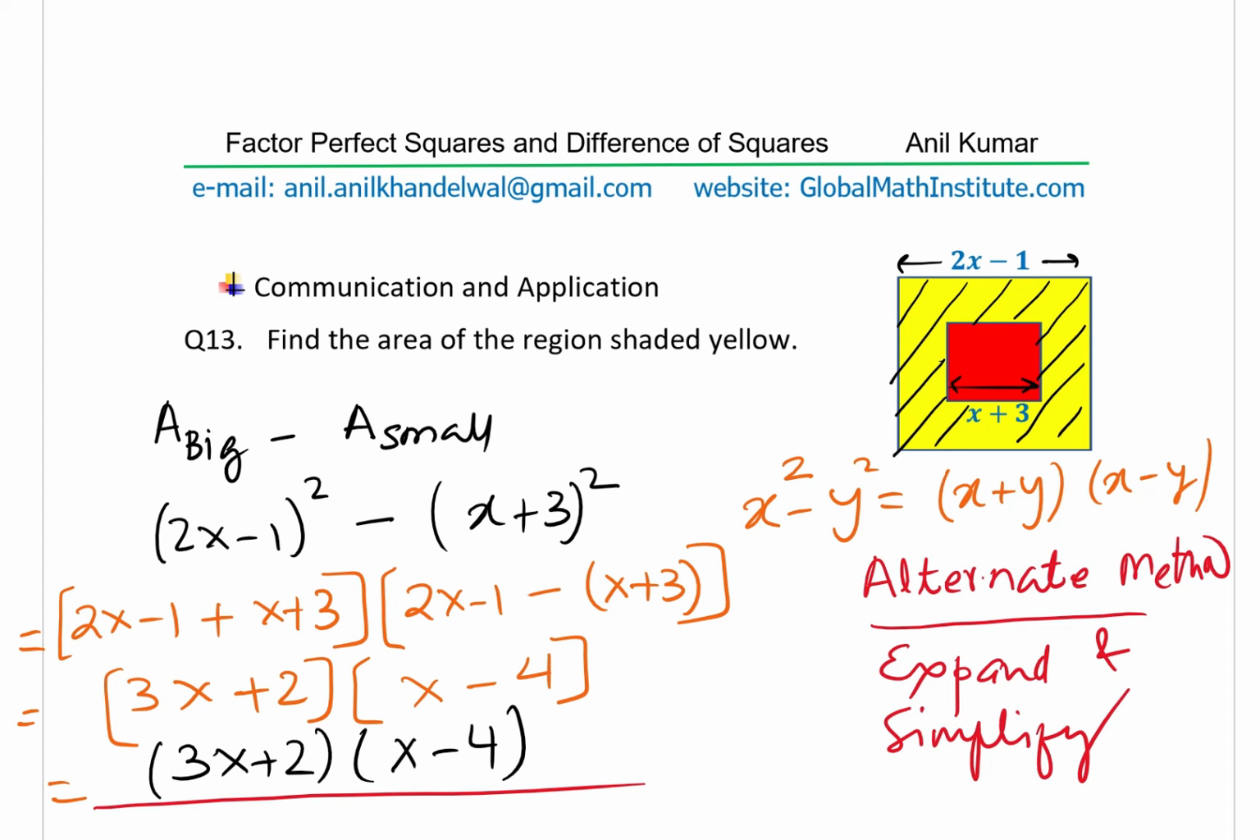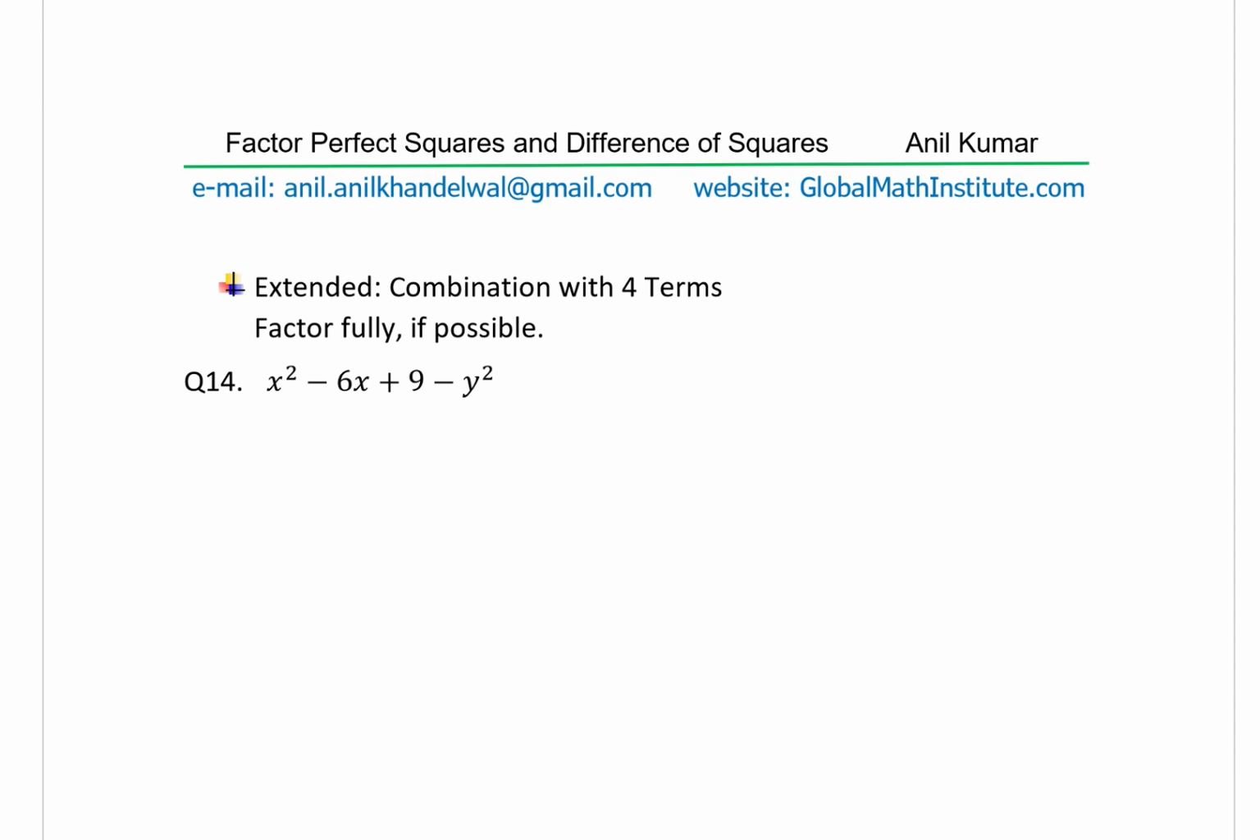Now let's see the last question of this video, which is extended application, combination with 4 terms. The question here is factor fully if possible. Question number 14. X square minus 6x plus 9 minus y square. Now when there are 4 terms, how do you do it? Well, we can actually combine the 3 and then we can take care of the other also. Let's rewrite and then understand. We have x square minus 6x plus 9 minus y square.